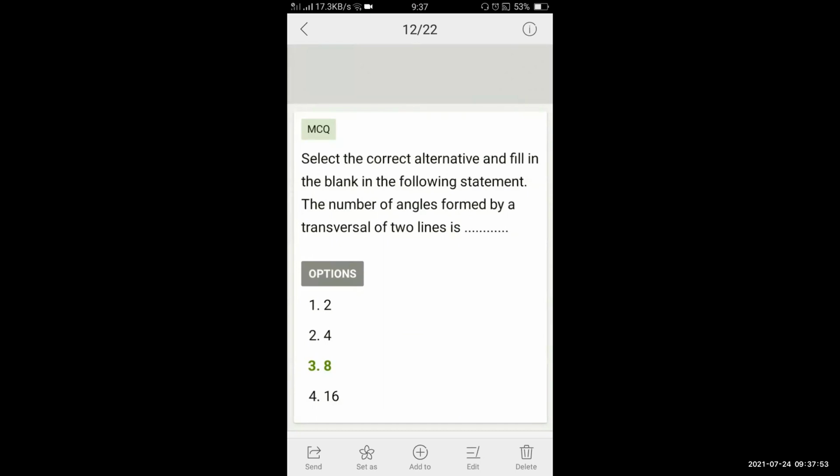The number of angles formed by a transversal.